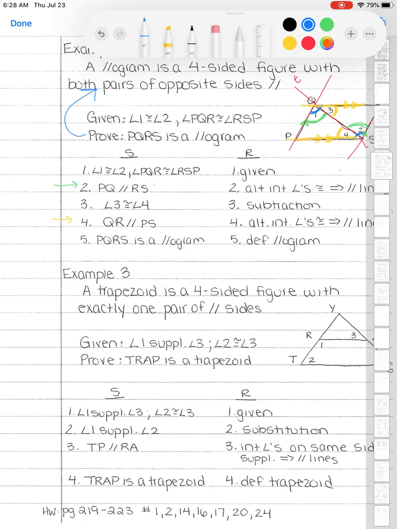And then we proved that this set of sides is now parallel to each other. So now we have 2 sets of sides that are parallel. Therefore, PQRS, by definition, is a parallelogram. So this is a nice 5-line proof.